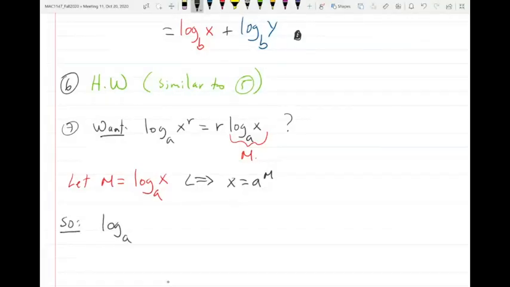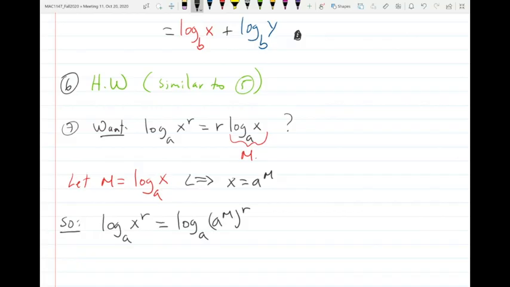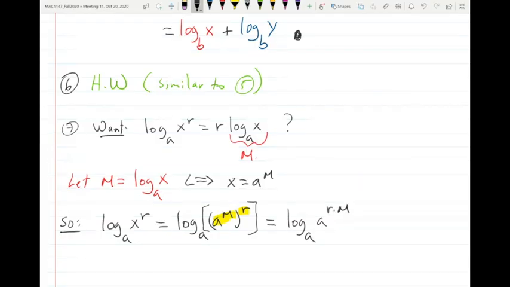Okay, all right. So with this, what is it that we want? We want log base a of x to the r. Using this new notation, this is the same thing as saying log base a of a to the m, to the r. Remember, all of this is happening inside the logarithm. So what can we do with the stuff that we have in the argument? What happens when you have an exponential raised to another exponent? We multiply the exponents, right? That's the property that we are using here. So we get r times m.